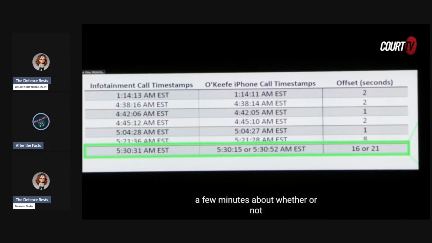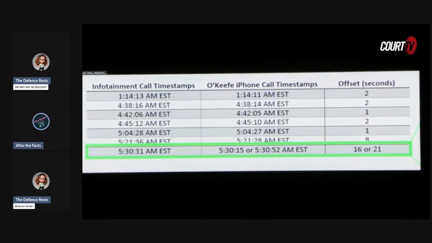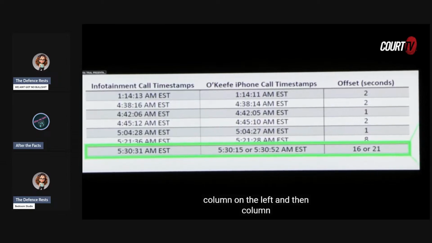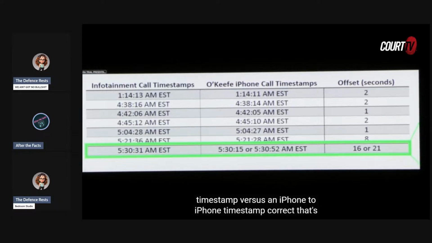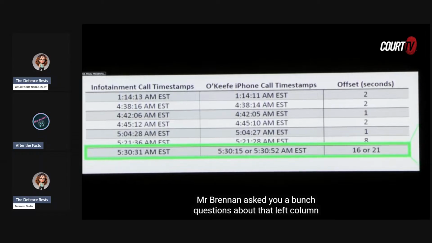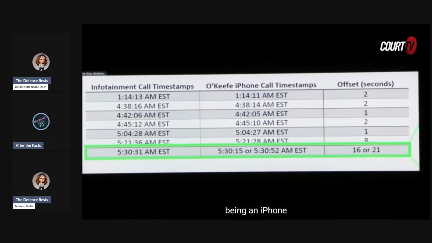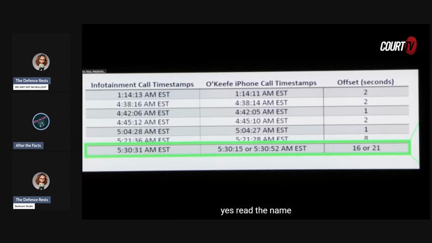You were asked a ton of questions just a few minutes ago about whether the column on the left and the center column were reflective of an infotainment timestamp versus an iPhone to iPhone timestamp, correct? That's right. Mr. Brennan asked you a bunch of questions about that left column being an iPhone timestamp, at least the top 5 rows of it. 1, 2, 3, 4, 5 rows. Remember that? Yes. Read the name that Mr. Burgess labeled that column. Infotainment call timestamps.